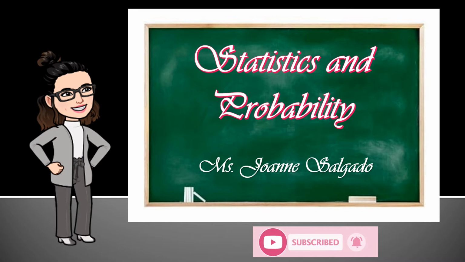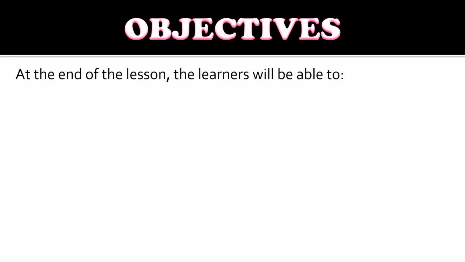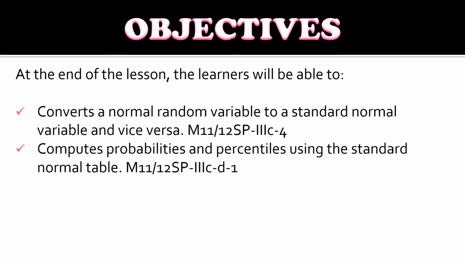This tutorial is for Statistics and Probability, a subject which is intended for grade 11 senior high school students in the Philippines. For today's objectives, at the end of the lesson, the learners will be able to convert a normal random variable to a standard normal variable and vice versa, and compute probabilities and percentiles using the standard normal table.